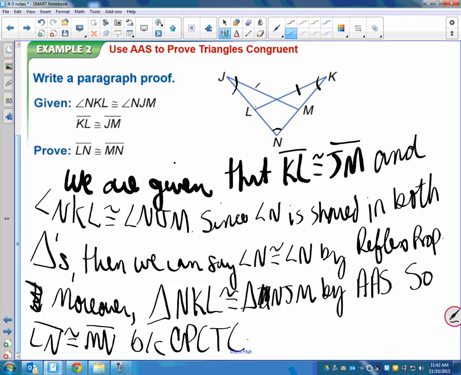Corresponding parts of congruent triangles. You win a prize, Sydney. Well, I could have said.